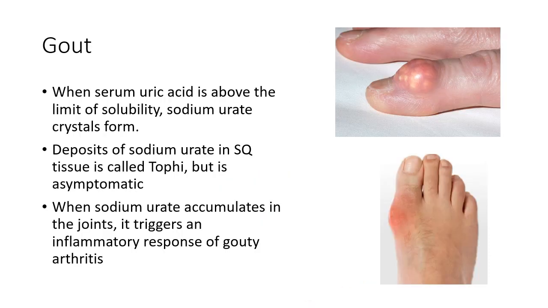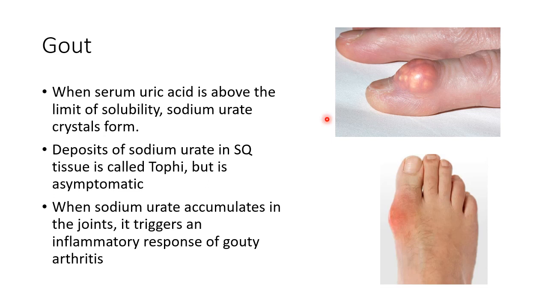Now let's go into gout. Gout is when serum uric acid is above the limits of solubility, and because these have exceeded the solubility limit, they will form crystals, and these crystals are sodium urate. So when sodium urate crystals deposit in the subcutaneous tissue, as seen here in the image, this is what we call a tophus or tophi. But these are not usually painful.